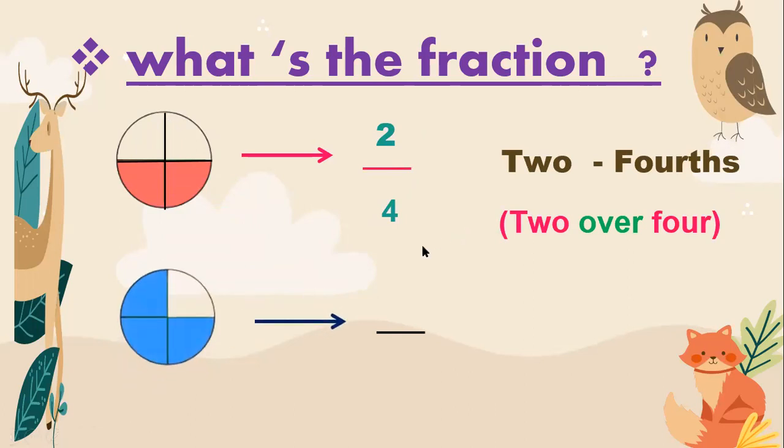The next one, we have the circle divided into 4 equal parts. How many parts colored with blue? How many shaded parts? 3, bravo. So I will write 3. 3 out of the total, 3 out of 4. The total number of parts is 4. So it can be read as 3/4, or 3 over 4.